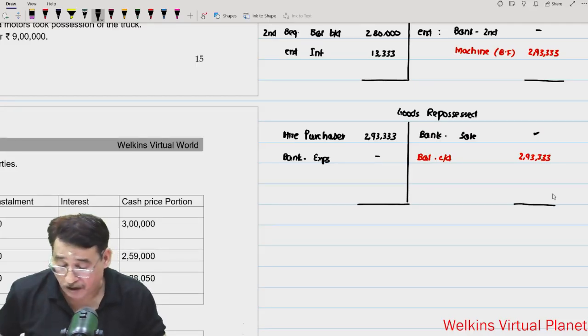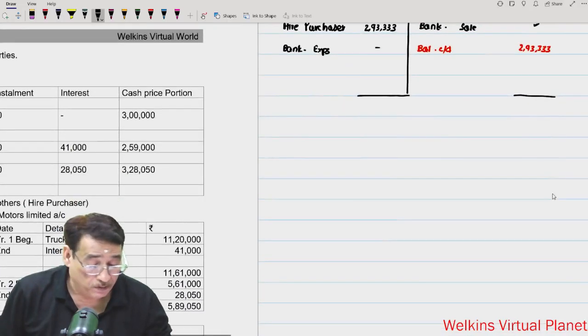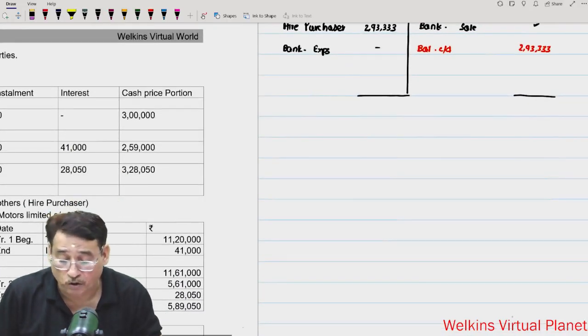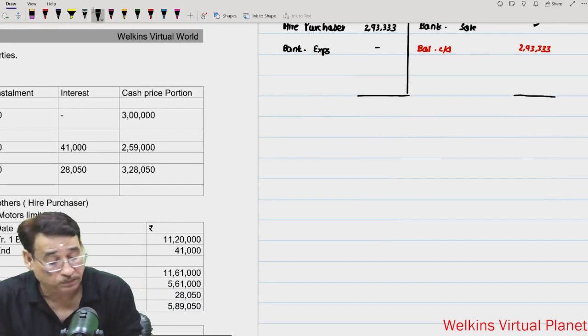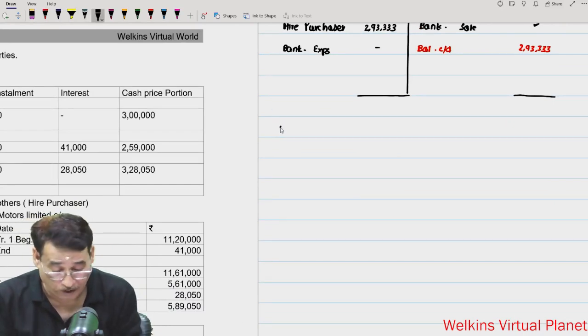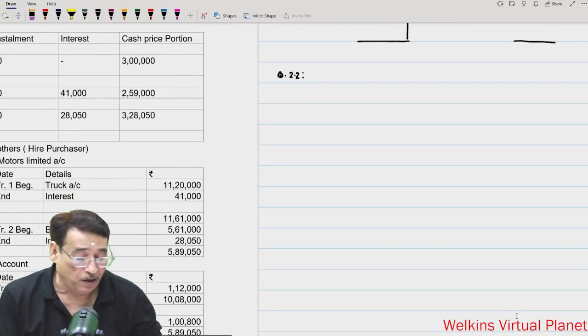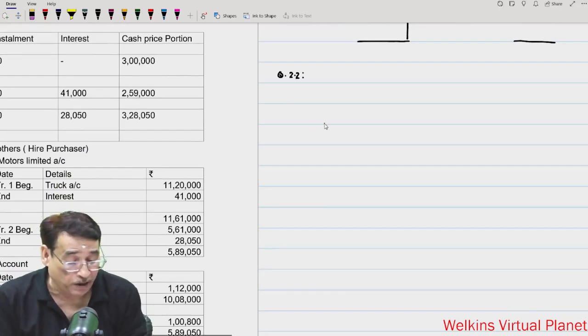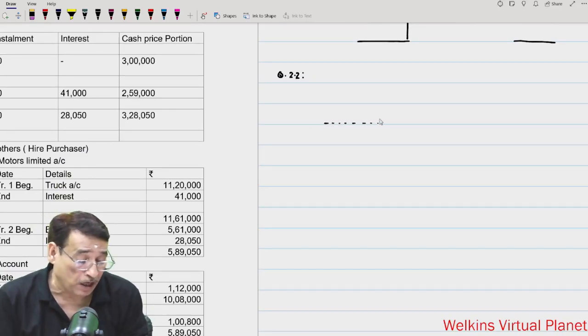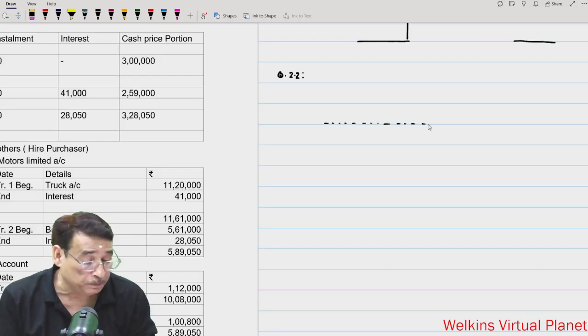Now we pick up another question, 2.2. Just have a look over 2.2 also. Question number 2.2. I will go through the question first. I will go through the question, no doubt about that. First have a look over here. In 2.2, what is happening? I will simply tell you in this manner.